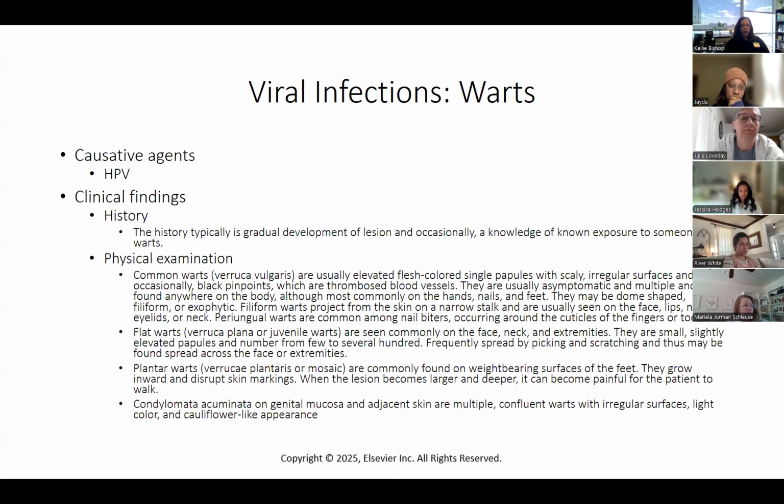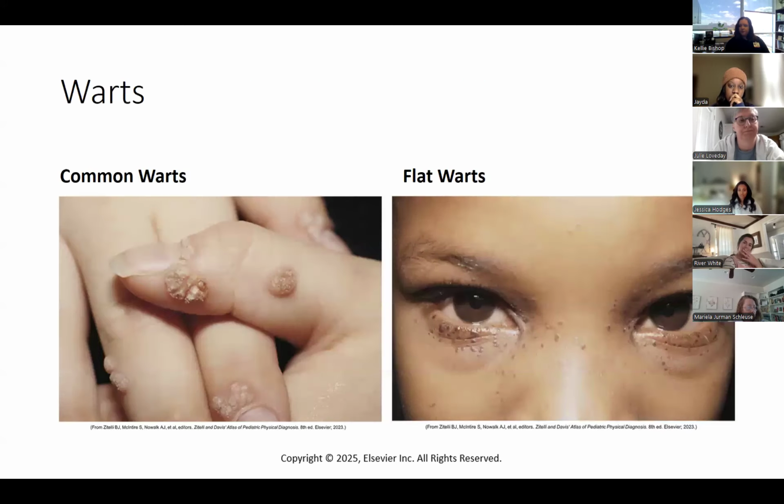Plantar warts grow inward, so it becomes painful for them to walk. From the outside, it doesn't look like it's getting worse, but they grow inward. So it's getting larger and deeper into the tissue, and they become more and more painful to walk on. And then genital warts look kind of like cauliflower, which sounds disgusting.